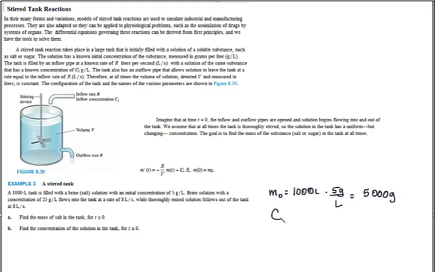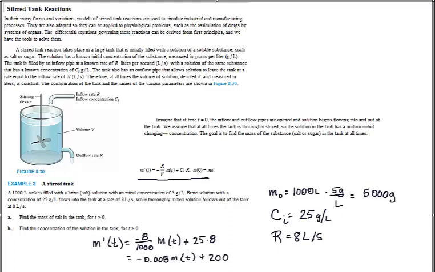We need to know our inflow concentration, and they give that to us as 25 grams per liter. And we also need to know our inflow rate, and they give us that. Our inflow rate R is 8 liters per second. So let's plug that into our mass flow equation, and then we'll see what we get. We'll have to integrate in order to get our m of t.